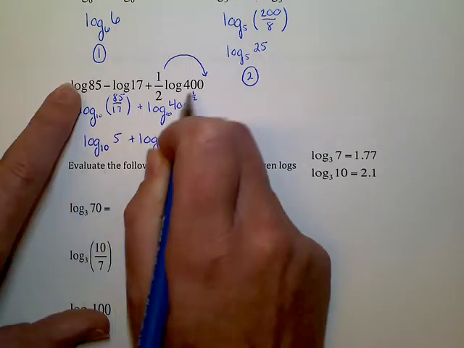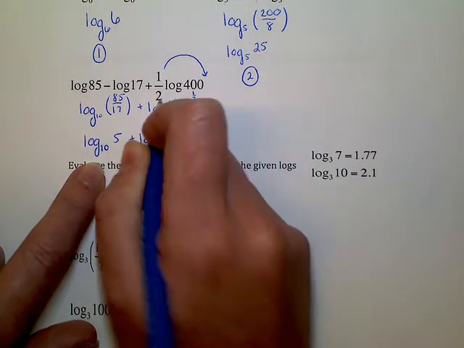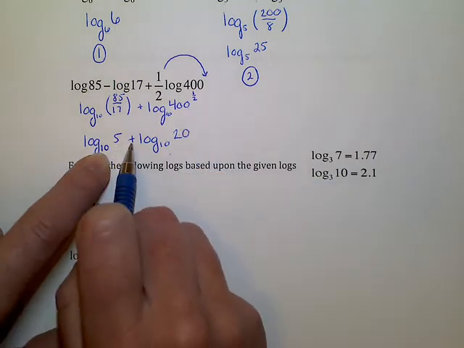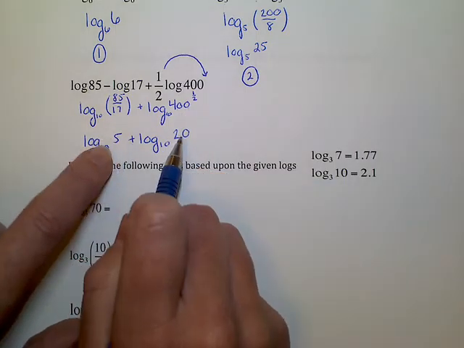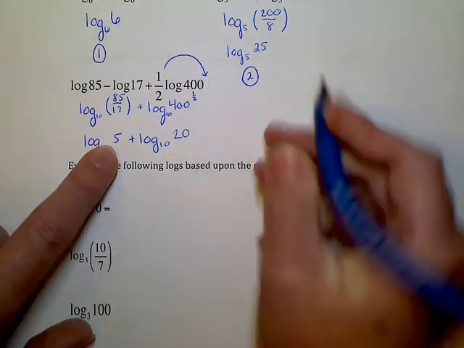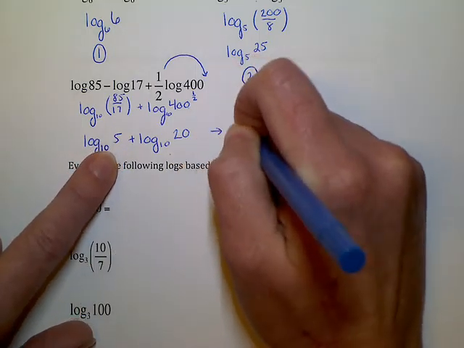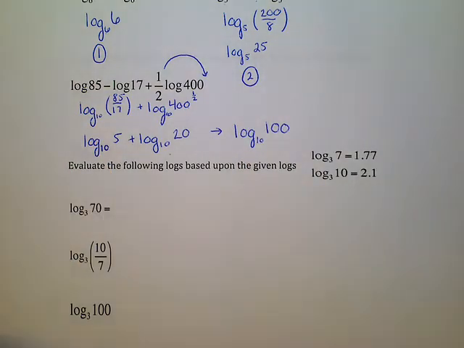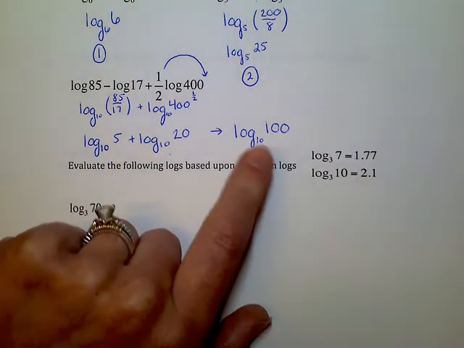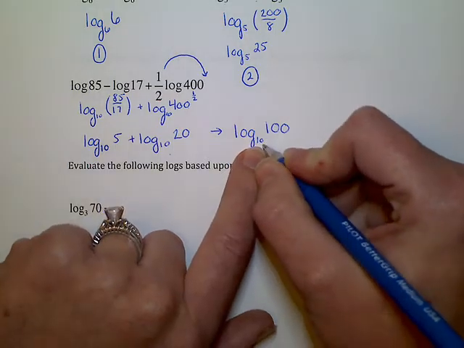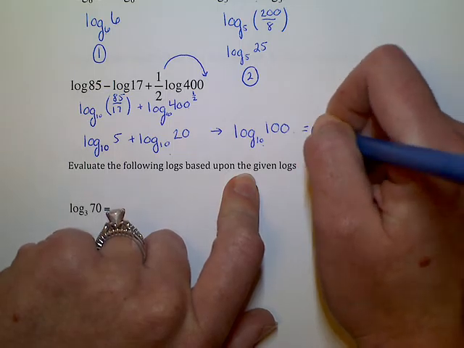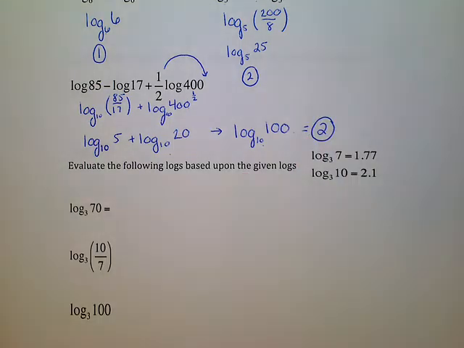All right, so we just went from 3 logs to 2, and I took care of that 1/2 by realizing it's going to be the square root of 400. Now I'm adding those logs, so I get to take the insides, multiply them together, and I have log base 10 of 100, and this just became something I can answer. What exponent do I put on 10 to get 100? It's a 2. So it's sort of like a little puzzle and putting all the pieces together there.